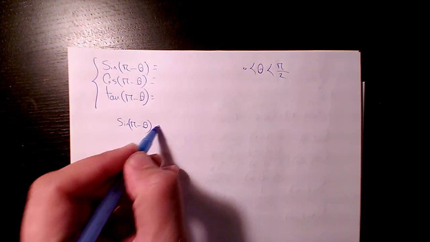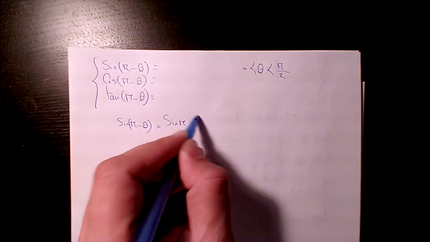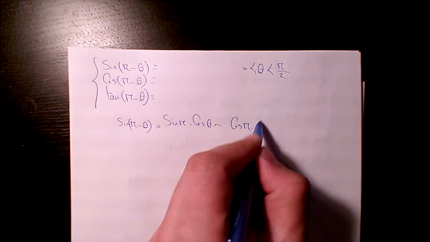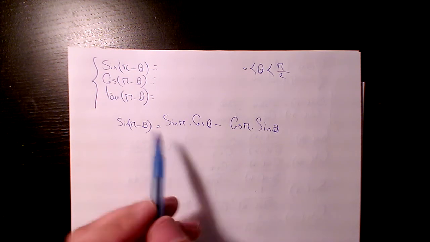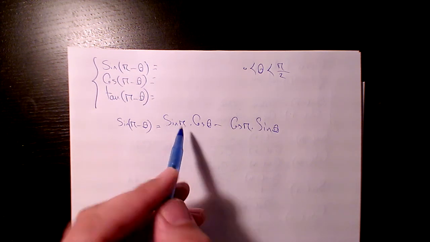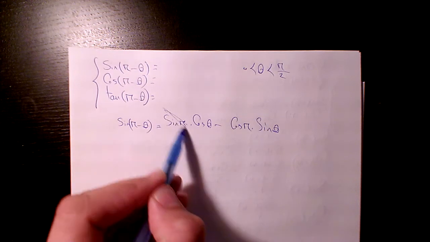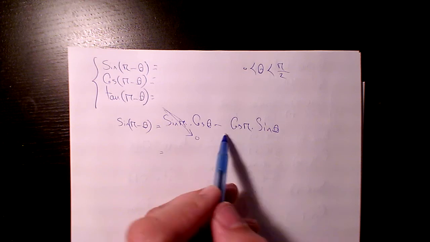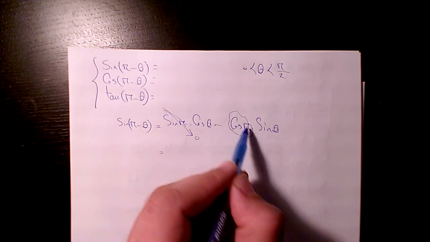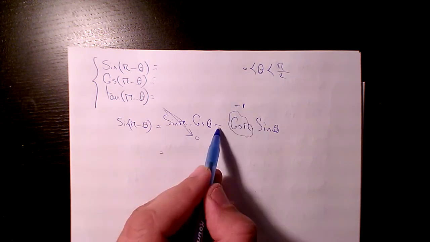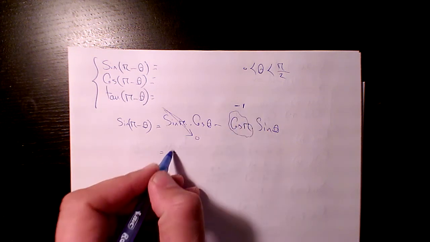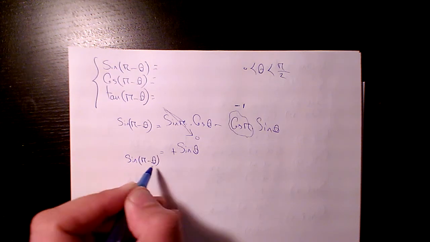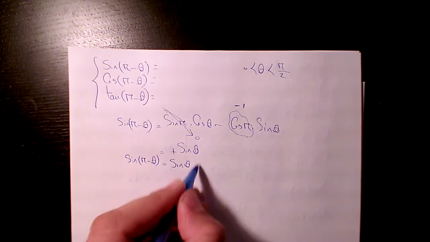Sine pi minus theta will be equal to sine pi times cosine theta minus cosine pi times sine theta. Sine pi, as you know, is 0. So 0 times cosine theta is going to be 0. And then we have negative cosine pi. Cosine pi is going to be negative 1. So negative times negative 1 is going to be positive. So the answer will be positive sine theta. So sine pi minus theta will be equal to positive sine theta.